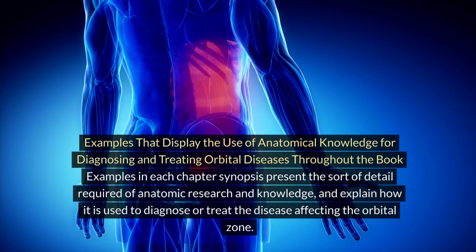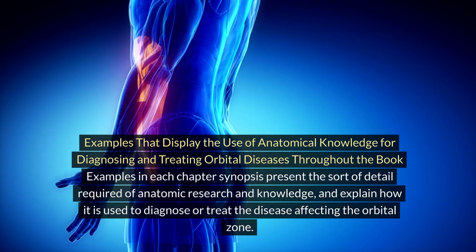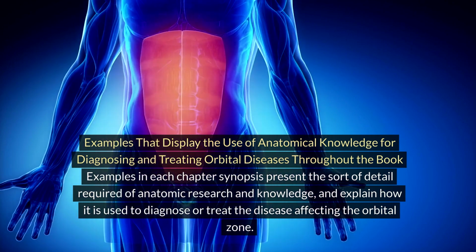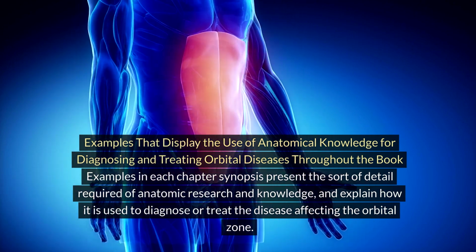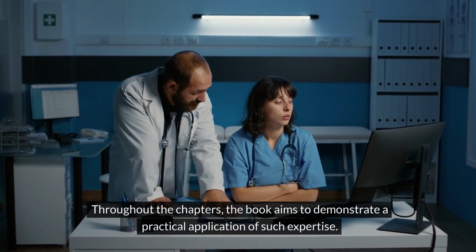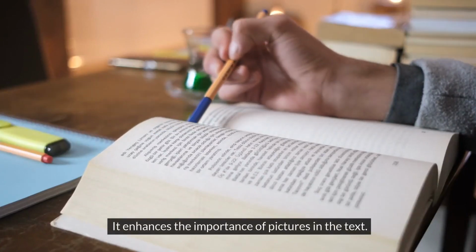Throughout the book, examples in each chapter and synopses present the sort of detail required of anatomic research and knowledge, and explain how it is used to diagnose or treat the disease affecting the orbital zone. Throughout the chapters, the book aims to demonstrate a practical application of such expertise. It enhances the importance of pictures in the text.